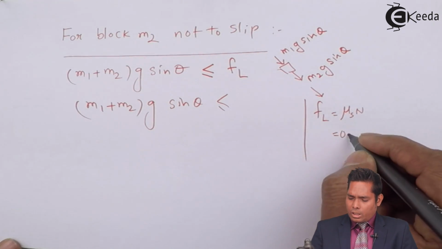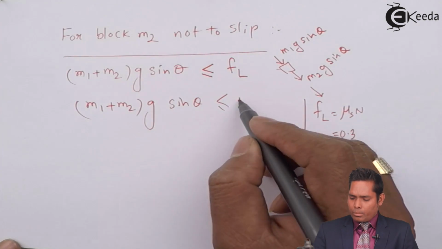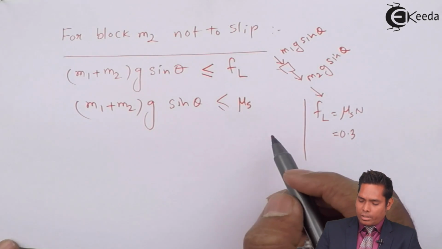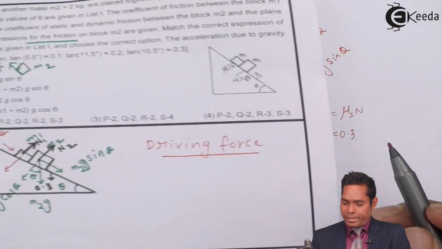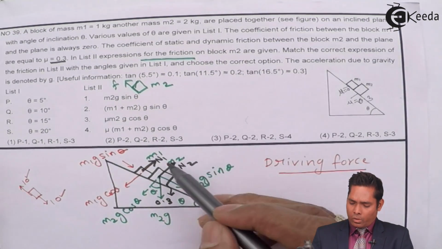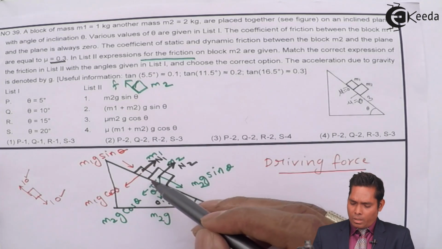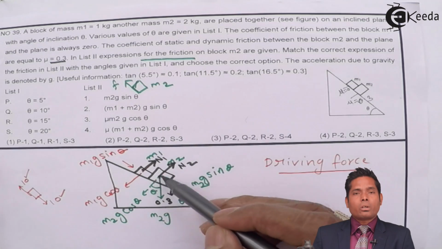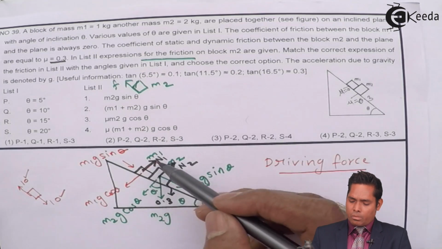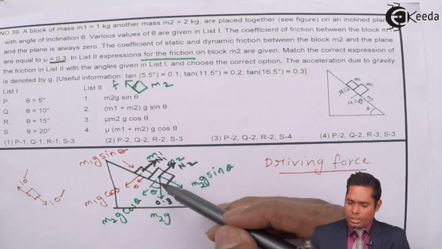Mu s is 0.3, and I'll put that later on. Mu s into n, where n is the normal reaction. You must remember that the normal reaction in this case will be of this n2 only, not n1 plus n2, because friction is acting on this block, so the normal reaction of this block is considered. This is an important statement. We have nothing to do with this n1, only this n2, because friction here is 0.